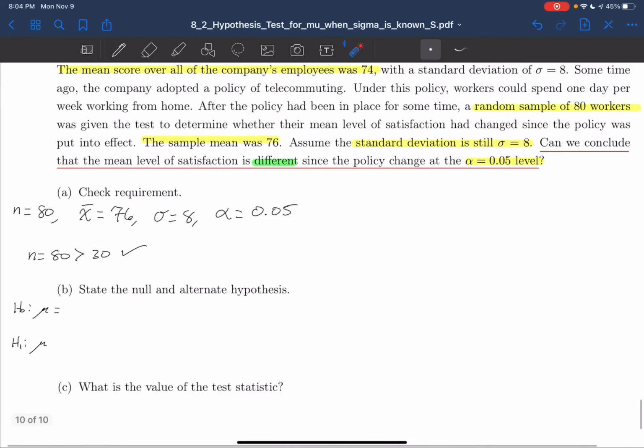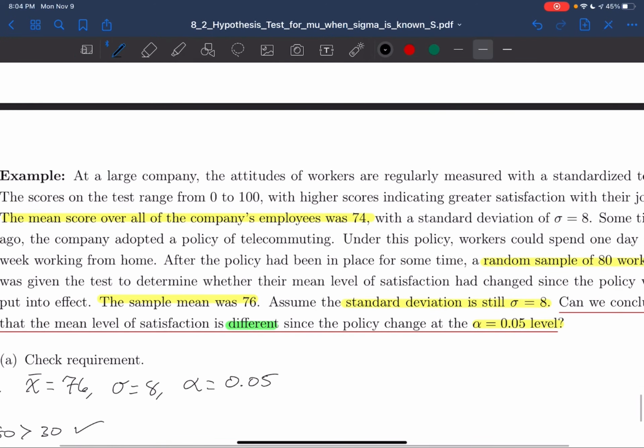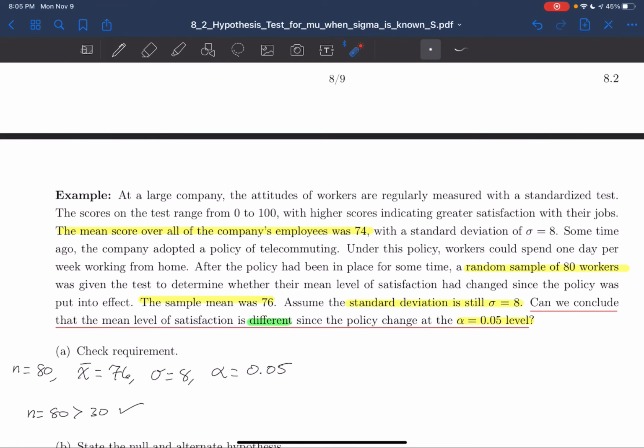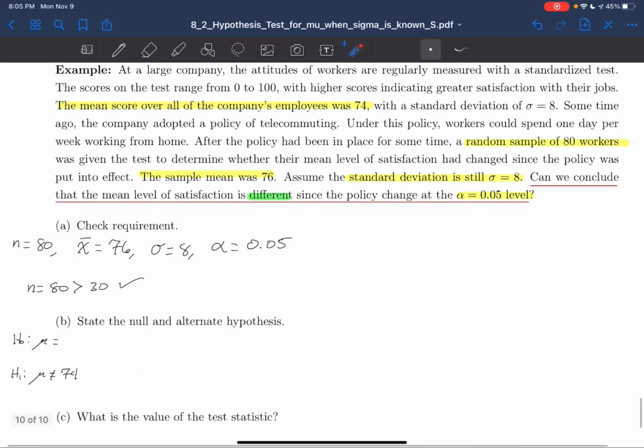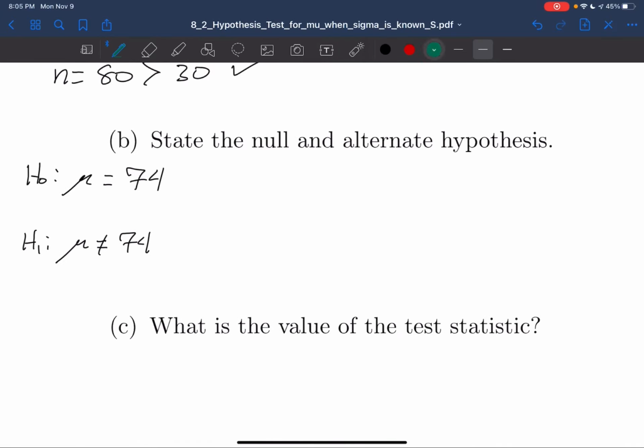So that gives you an idea like, oh, we just have to say that it's not equal to 76. Sorry, 74. Yeah, because before the policy change, it was 74. So this is asking, can we conclude that the mean level of satisfaction is different from 74? So here, our alternative hypothesis is mu is not equal to 74, and our null hypothesis will be mu is equal to 74. Okay, and so let me make this green.